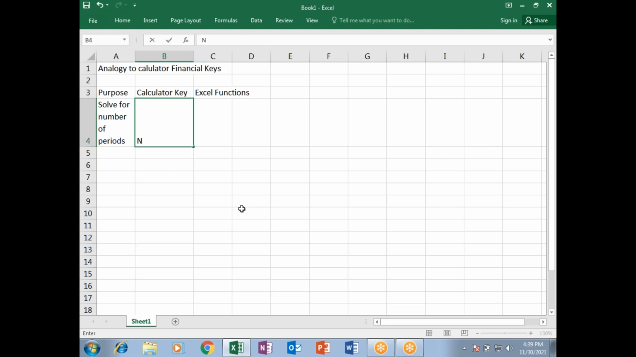That is n. So if I want to find the number of periods, that is n, the function is NPER, open the bracket. The syntax of that is rate, payment, future value, sorry, present value. Here the main things are rate, payment and the present value, which I want to find. But in the syntax, I'll have future value as well as the type. I'll make bold which is required.